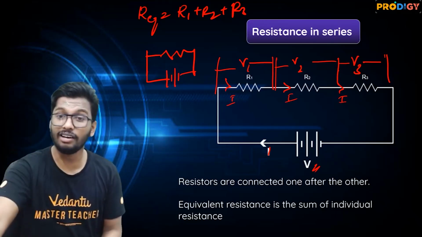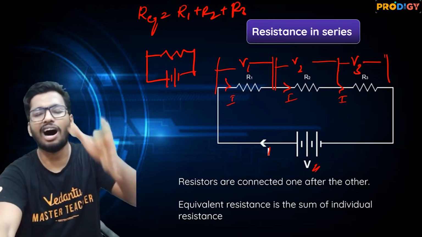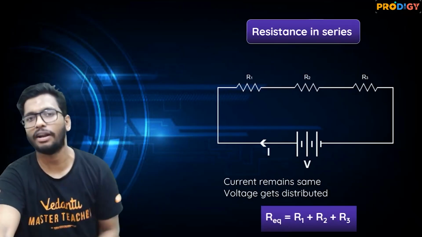So how do you find that out? It is nothing but the sum of the resistors. So R1 plus R2 plus R3 is the formula to find that out.